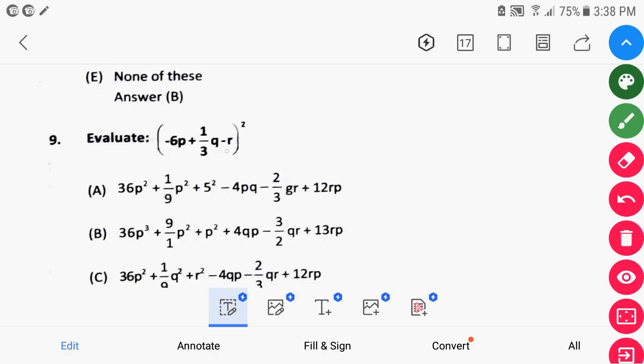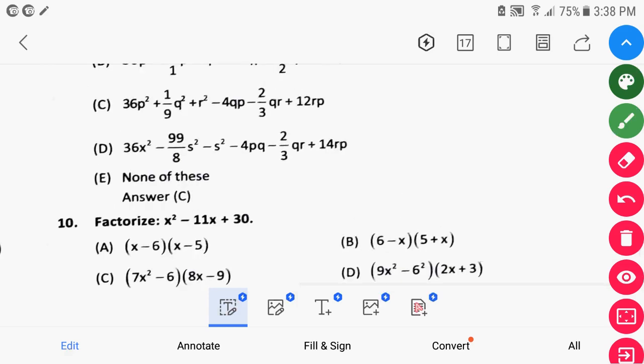Again same, a, b and c, three terms are there and you have to find the square of it. So same formula you have to use. (a plus b plus c) square is equal to a square plus b square plus c square plus 2ab plus 2bc plus 2ca. And here your a is minus 6p, your b is 1 upon 3q and your c is minus r, because the formula is for plus. So you have to simplify the equation.